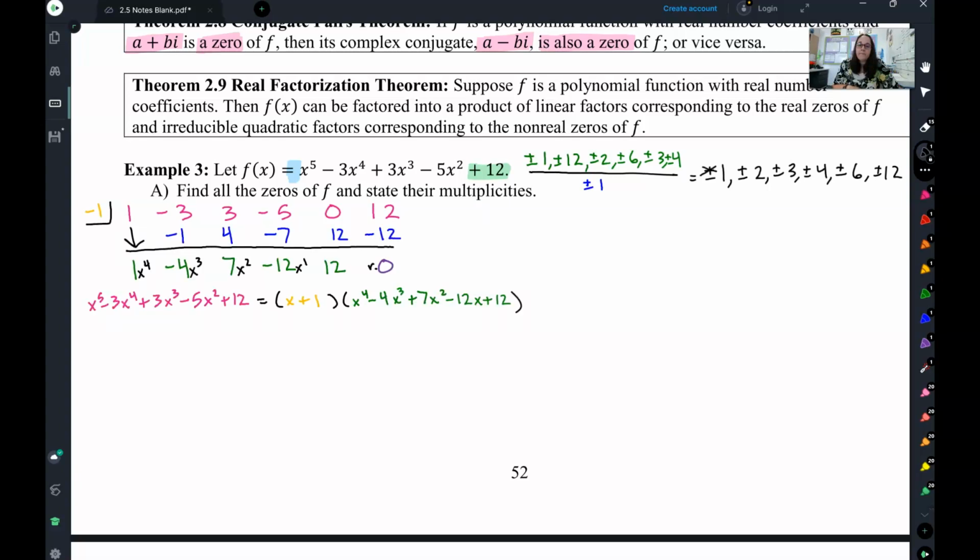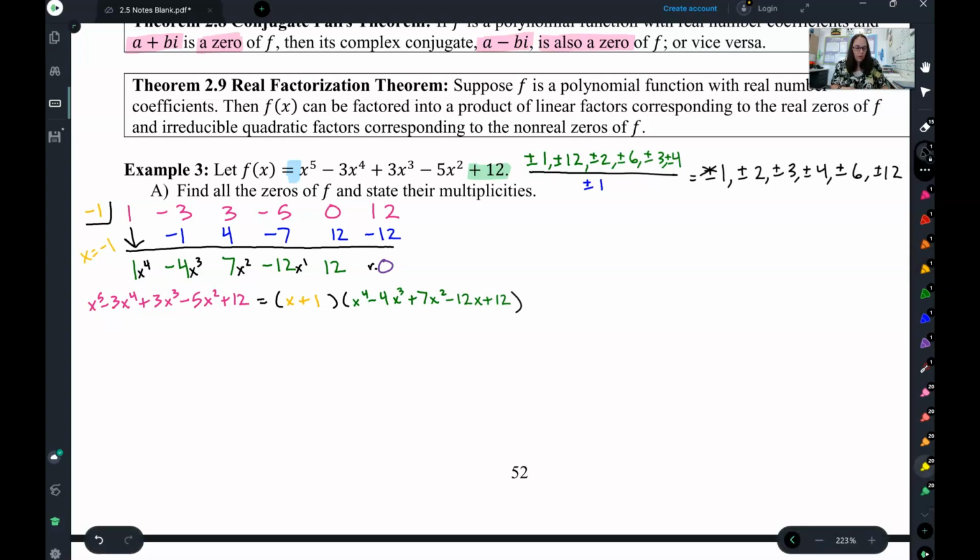Okay, I tried positive 1 first, didn't work. Tried negative 1 next, that one did work, gave me a remainder of 0. So if x equals negative 1 is my root, is my 0, in factor form that is x plus 1. Remember, you do your x equals negative 1 and work backwards. You add 1 to both sides to get it to equal 0. So x plus 1, and then here's what I'm left with.